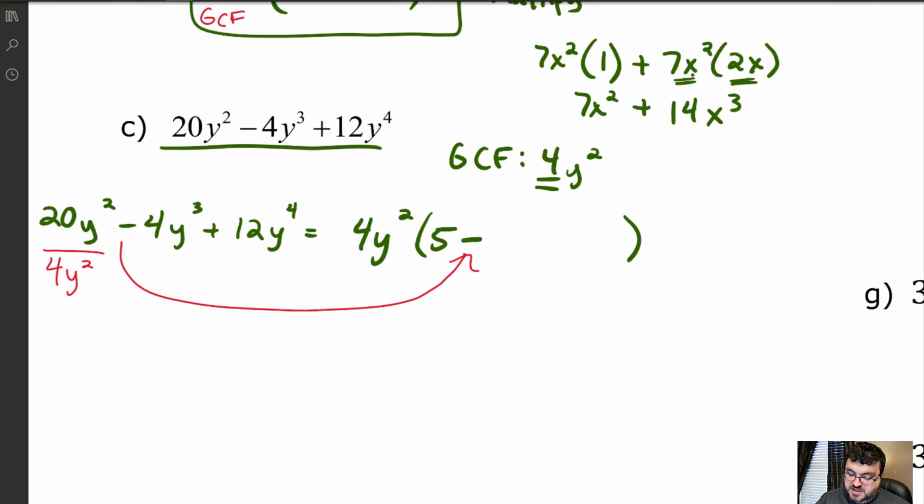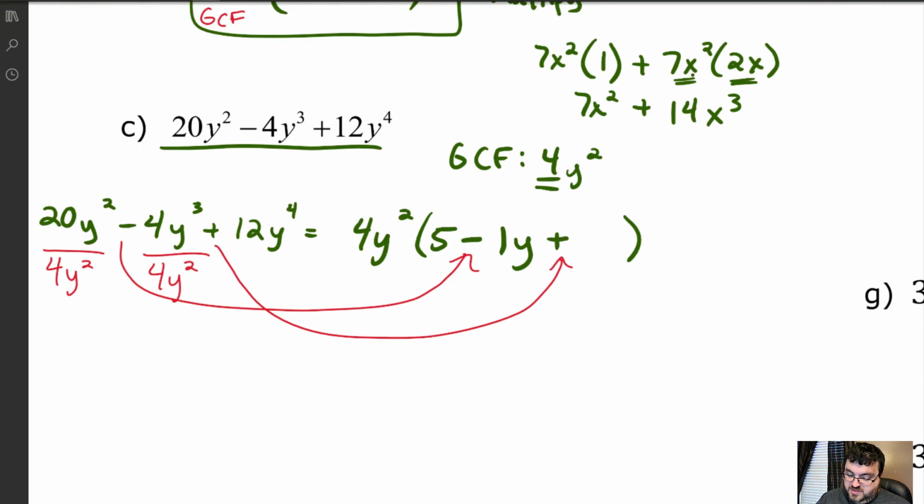Next, I want to divide 4y cubed by the GCF 4y squared, because I'm trying to factor it out. When I divide 4 and 4 by each other, that ends up being just 1. Y cubed divided by y squared will leave behind y to the first power, or just a y. Then I bring over my plus sign right here.